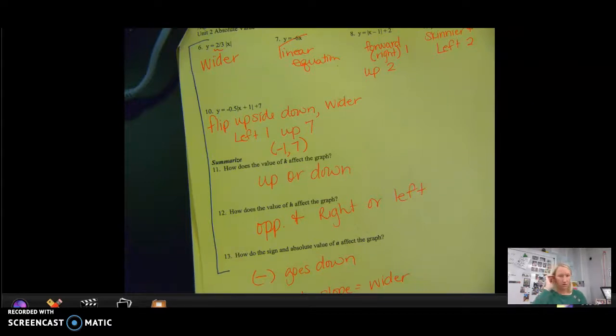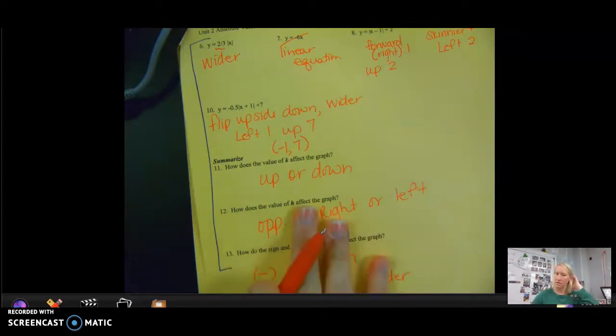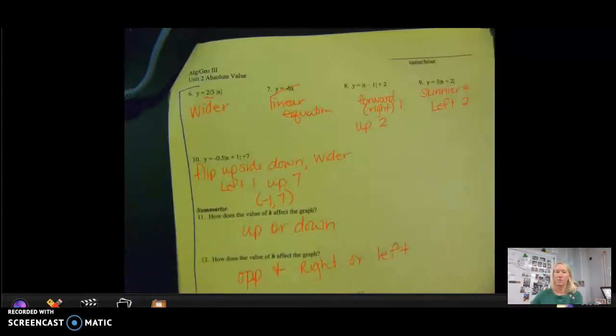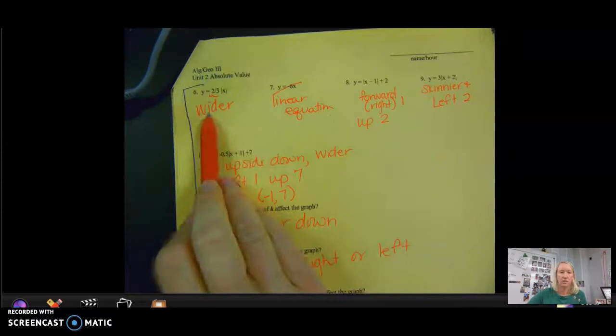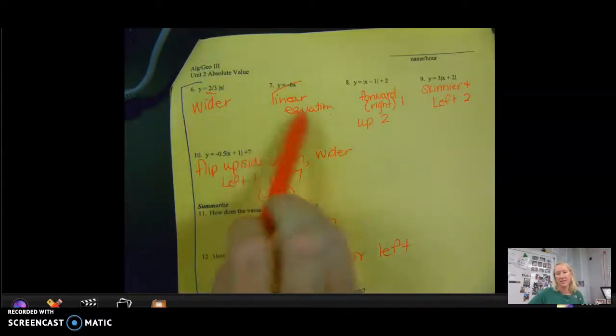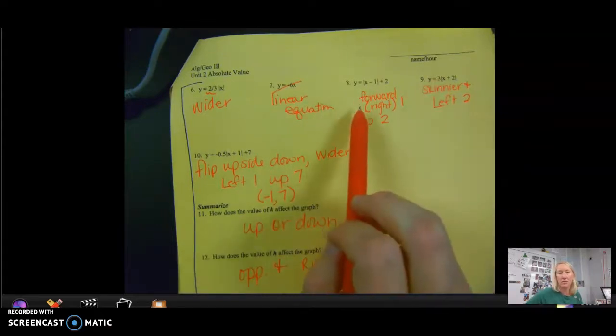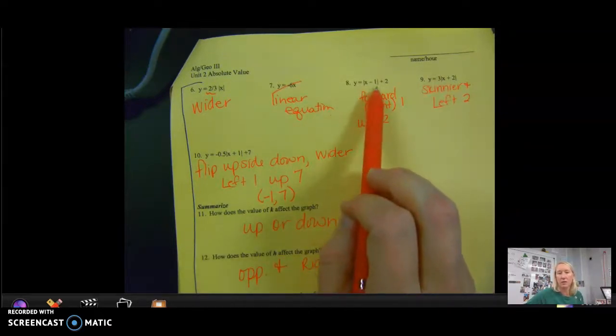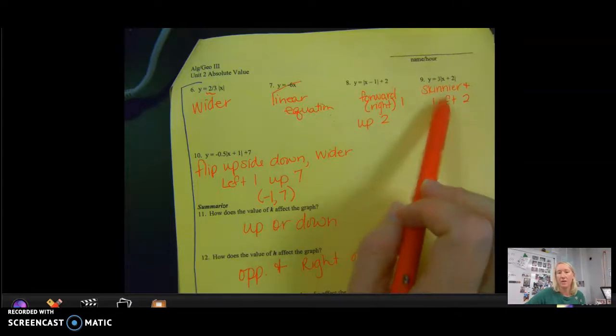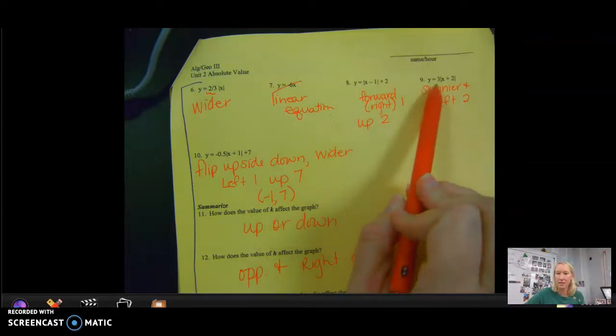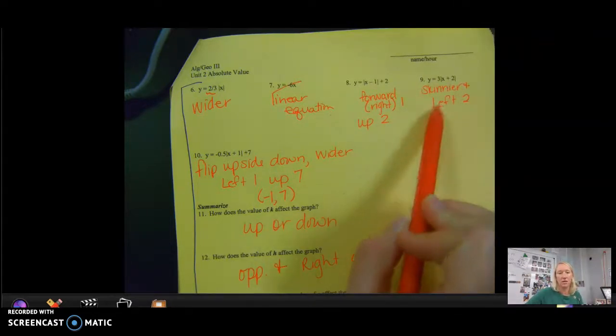So, what you are going to do today, first thing, I need for you to check this sheet, okay? Number 6, it got wider because it was a 2/3 slope. 7 is actually not an absolute value equation, so don't worry about that one. Number 8, it went right, so opposite 1, right 1, and up 2. Number 9, it got skinnier because of this 3. And then it went backwards 2, so left 2.